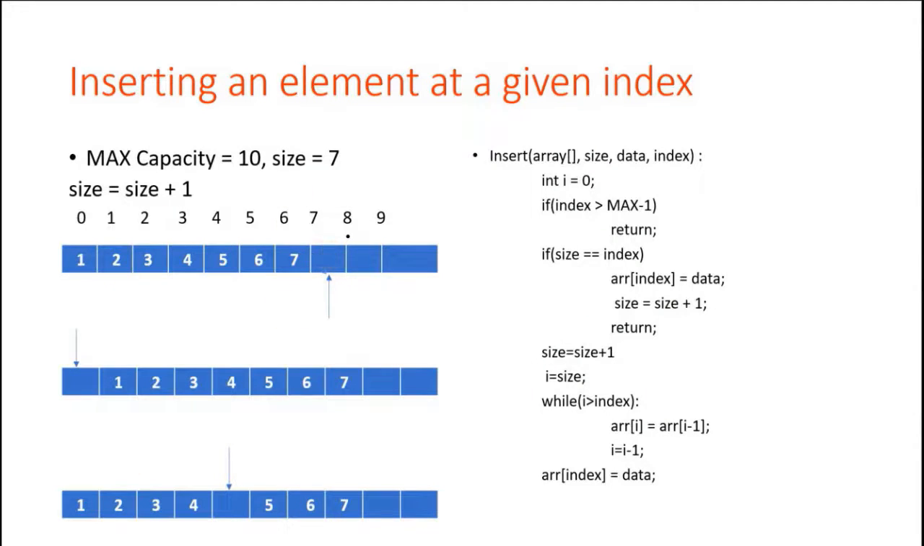Suppose here we want to insert an element which is 8. Here we want to insert at the end of the array. Here we have size which is 7, and we just increment the size by 1. What is size? Size means first of all we have size equal to 7, meaning we have inserted 7 elements. We have 7 elements in our array.